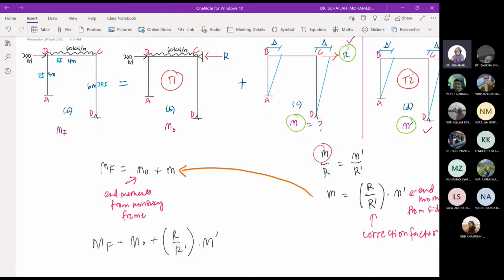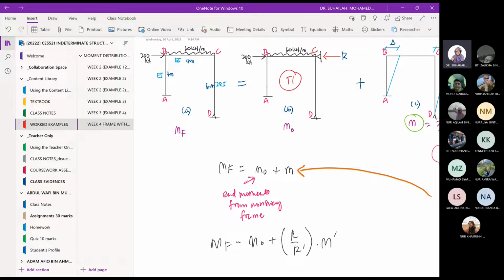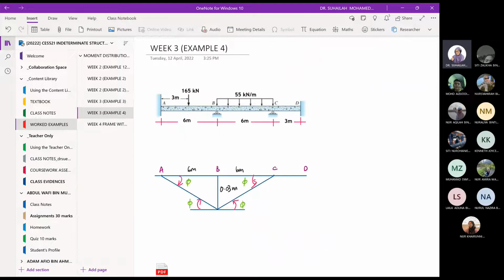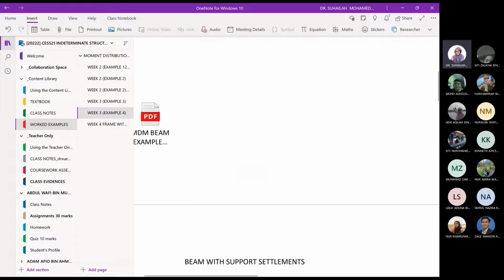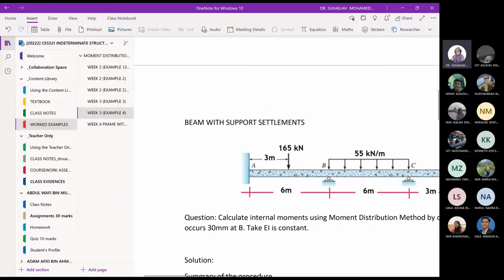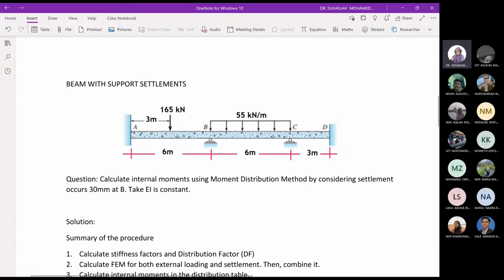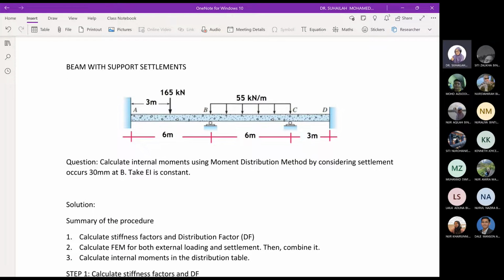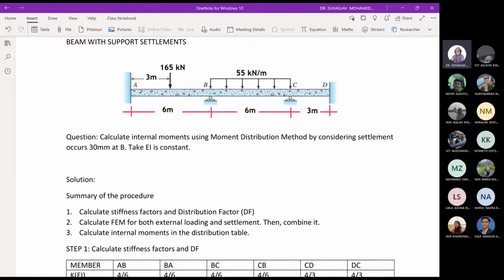So actually I have put another example in class notebook under example number 4. So this is another example, an example for beam analysis with support settlement. So please take a look at this example.